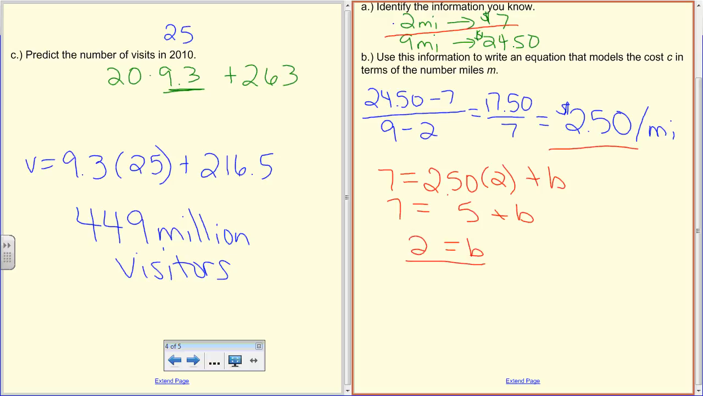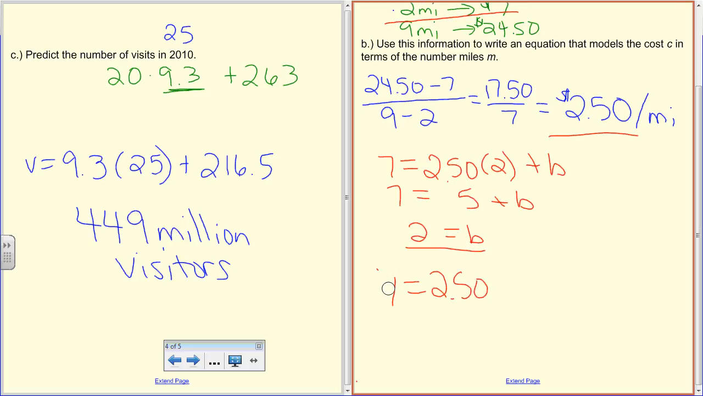Well, now I have a slope, and I have a starting point for that taxi cab ride. So I know y is equal to 2.50. Actually, Miss Woodard needs to do a better job of modeling this for you. The cost of your ride is equal to 2.50 times the number of miles plus a $2 starting point. Okay, guys? So don't assume every situation is what we would call a direct variation. Just because you know the cost per mile doesn't mean it's the end of your equation.